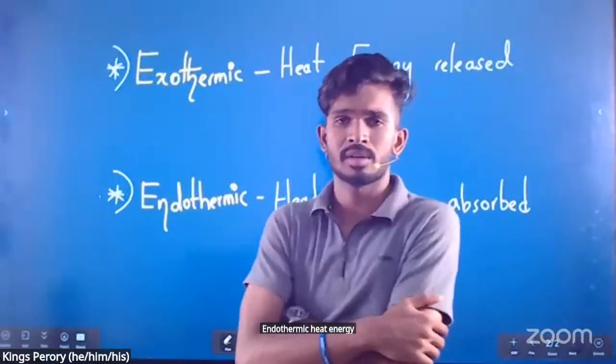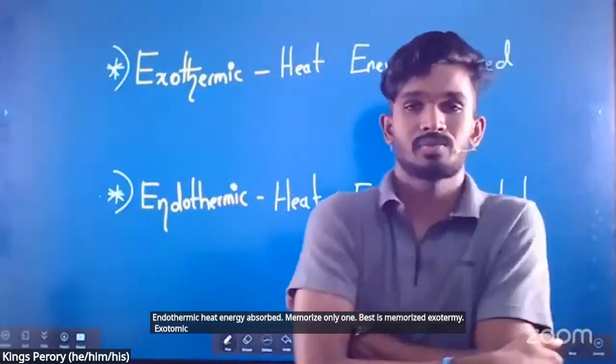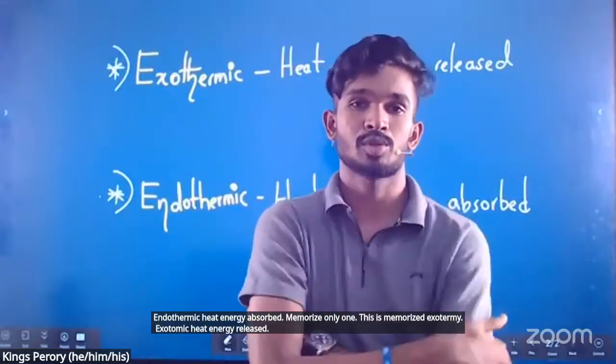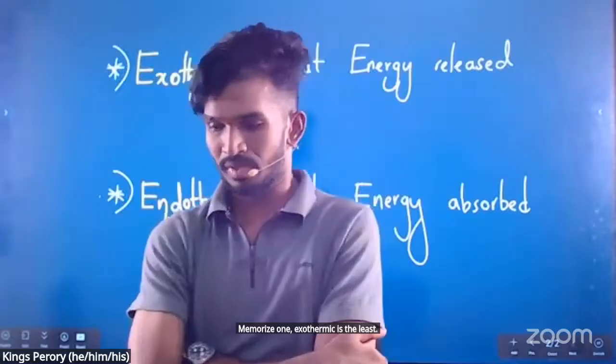Memorize only one. The best is to memorize exothermic. Exothermic, heat energy released. Then endothermic is the opposite, heat energy absorbed. Memorize one: exothermic, heat released. Okay. It's very simple.